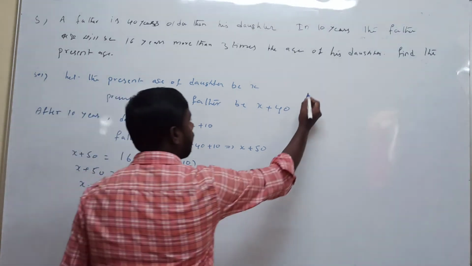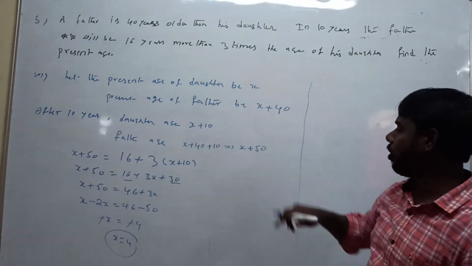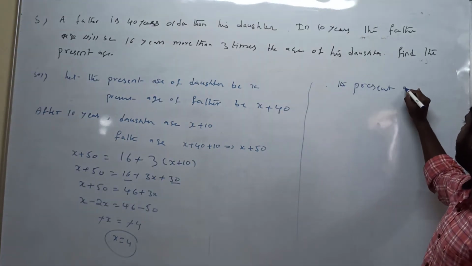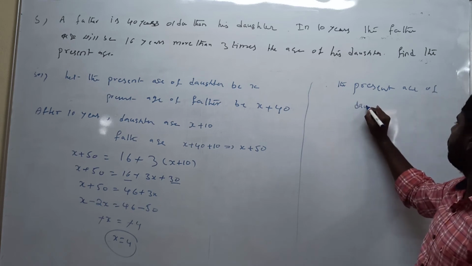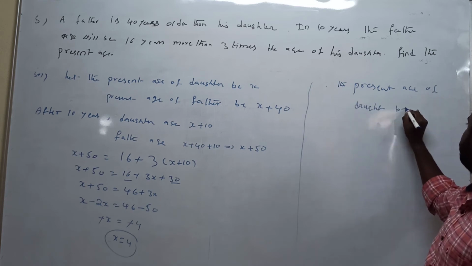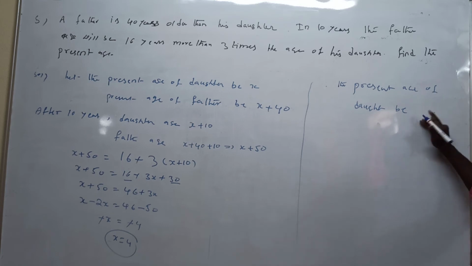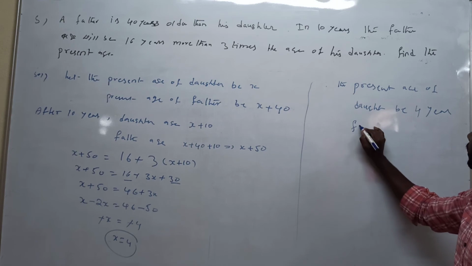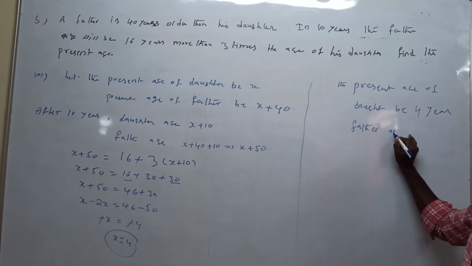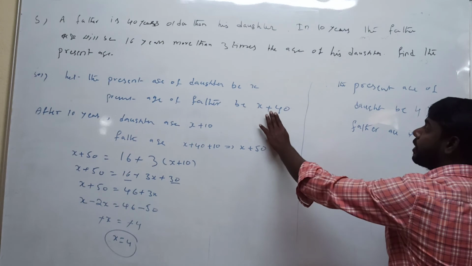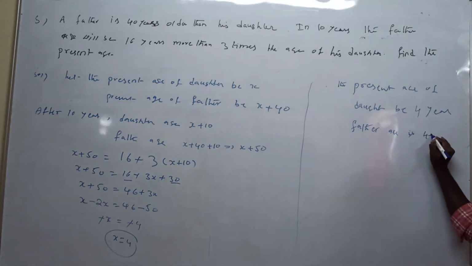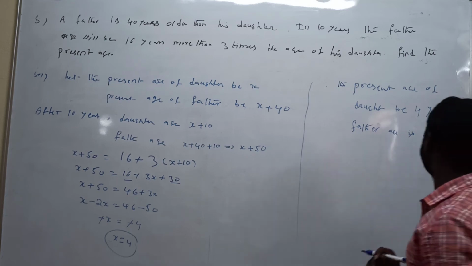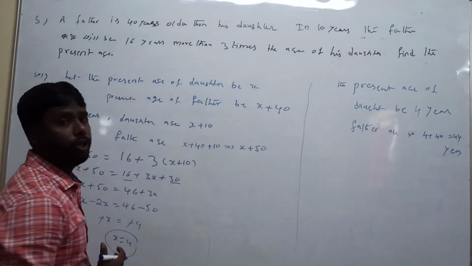So now what is the daughter age now? x is the daughter age. So the present age of daughter is 4 years. Present age of father is, what is the father age? x plus 40. x is nothing but 4. 4 plus 40 is equal to 44 years. Now present father age is 44 years and daughter age is 4 years.